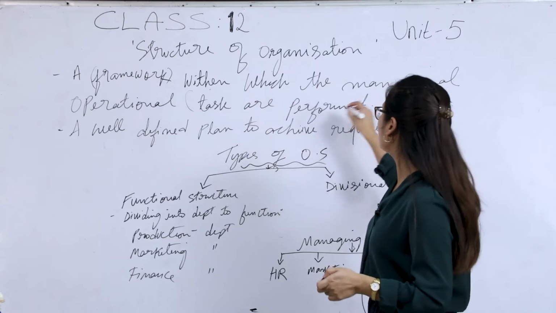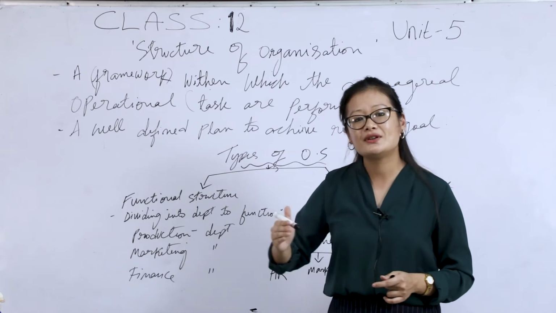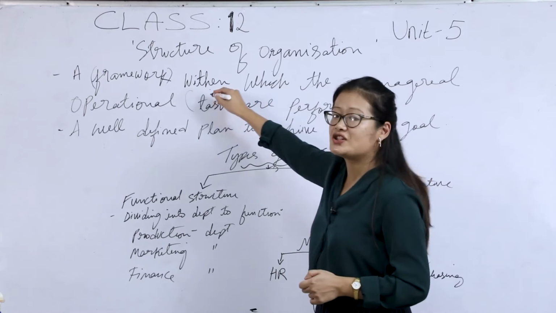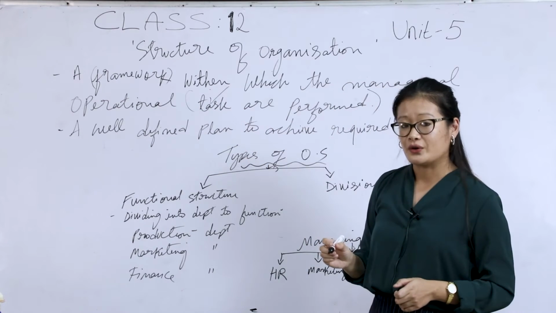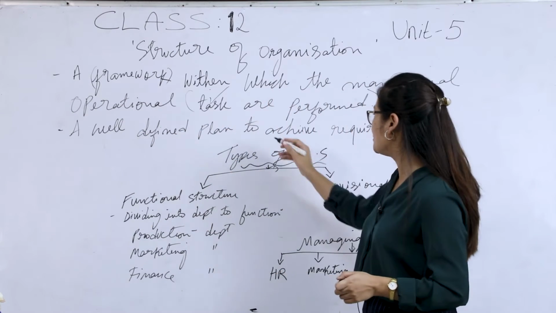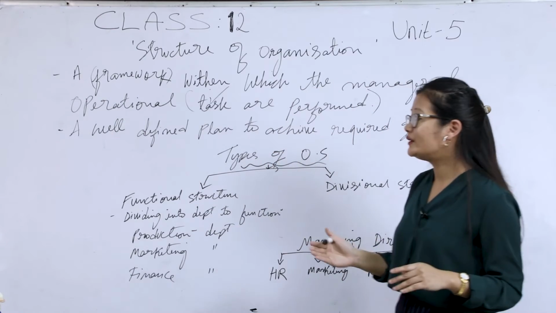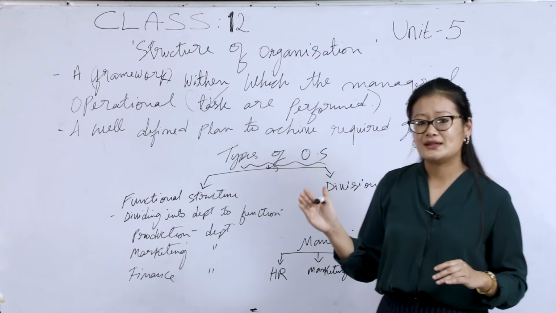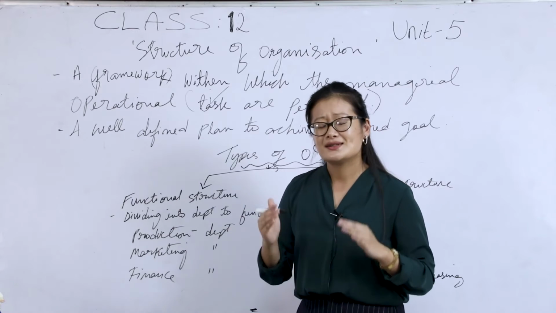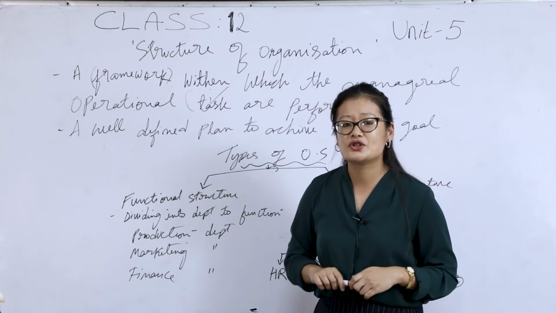operational tasks are performed. In a sense, they are able to achieve whatever they have targeted. Whatever they have planned, they are able to achieve the required tasks. It is also a well-defined plan to achieve a required goal. It means the same thing only. So under this structure of organization, every organization must have a systematic system in order to achieve the organizational target.